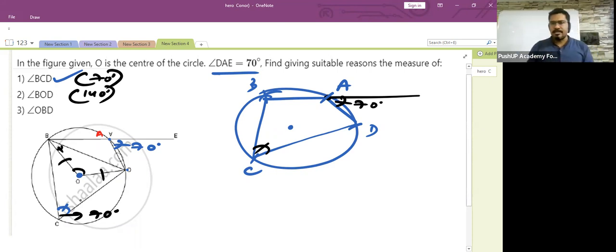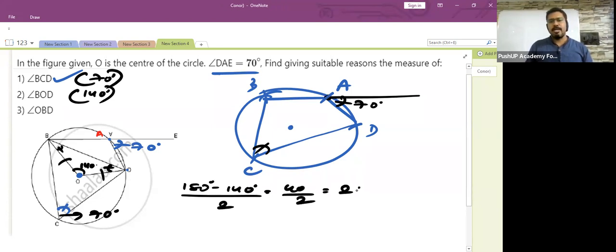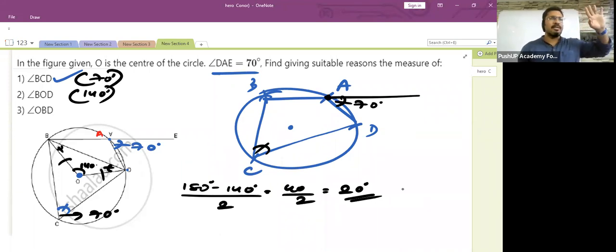What kind of triangle is it? Isosceles triangle. So children, the central angle is 140, so these two angles will be equally distributed. You'll be getting 180 degrees minus 140 degrees, whole divided by 2, which is 40 by 2, and that is equal to 20 degrees. Over. All right, and you just need to mention isosceles triangle. Are you all following it, children?